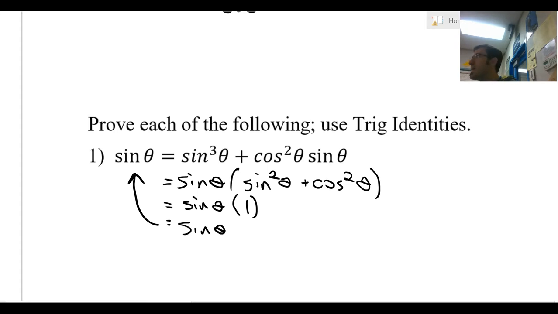Okay, Pythagorean identity is going to help us. Looking for squares and addition. Those should come up. We then simplify.